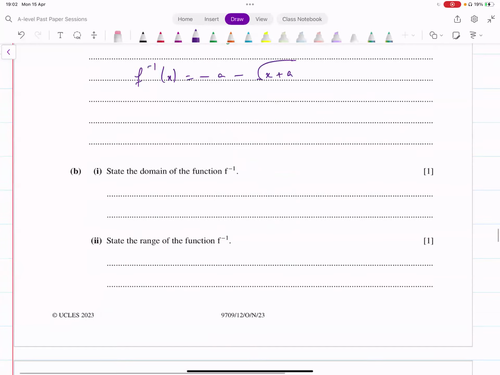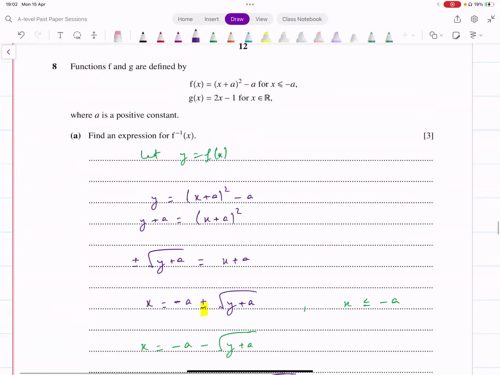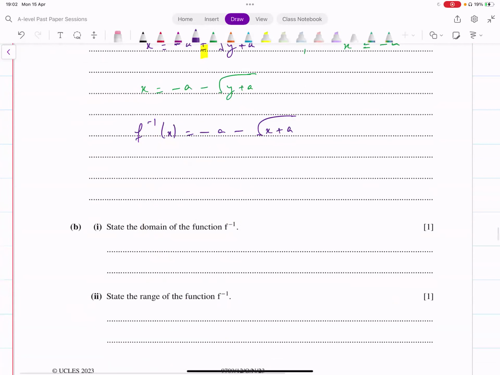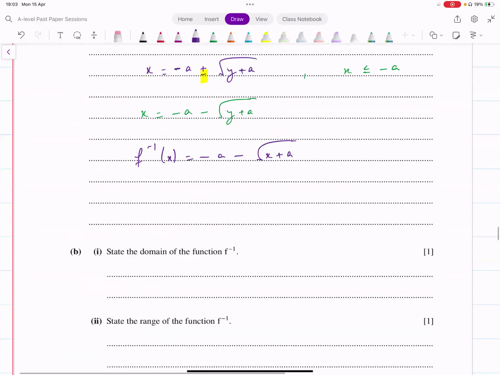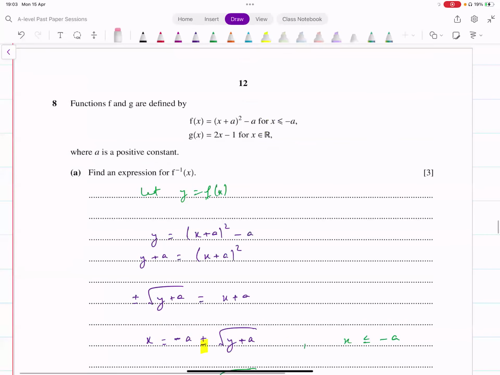State the domain of the function f inverse. Okay, f inverse, domain of f inverse. What's the relationship between the domain and range of a function and the domain and range of the inverse function? Domain of the original function is the range of the inverse function, and range of the original function is the domain of the inverse function. So if you want the domain of the inverse function, that's going to be the same as the range of the original function. What's the range of the original function?